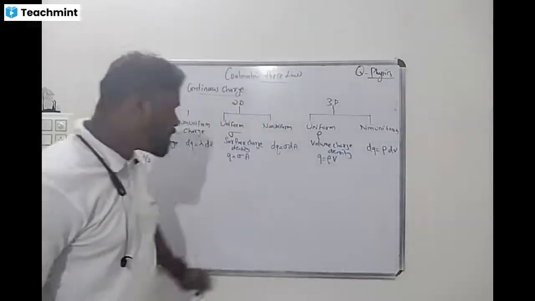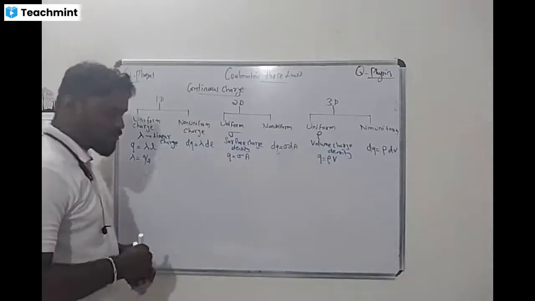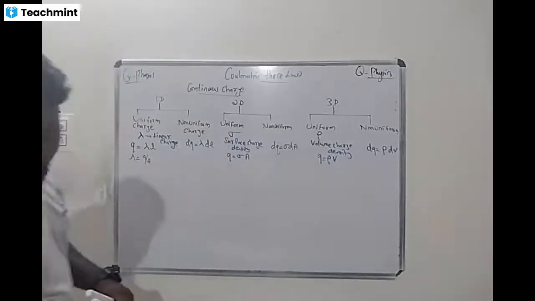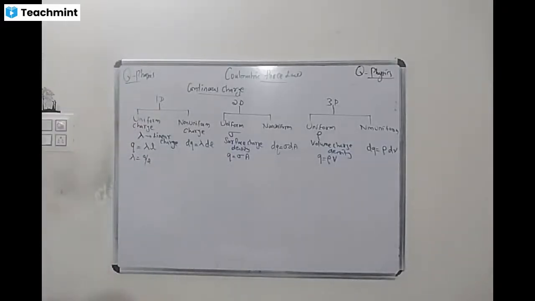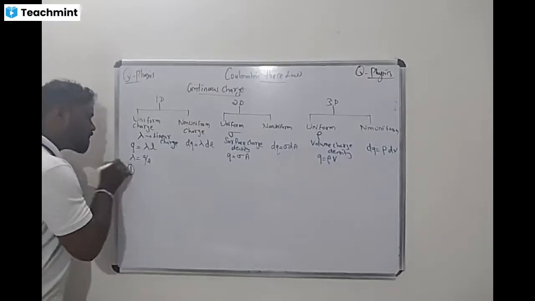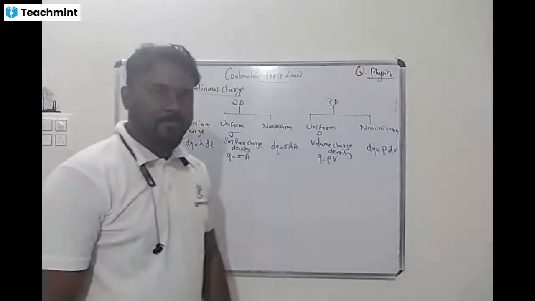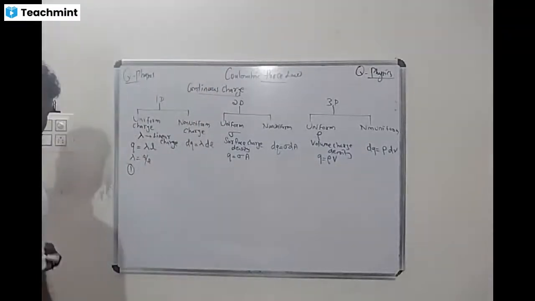Continuous charge distribution, one dimensional, uniform charge lambda, Q is equal to lambda L, non-uniform charge dq is equal to lambda dl. Two dimensional, uniform charge sigma, surface charge density, Q is equal to sigma A, non-uniform dq is equal to sigma dA. Three dimensional, uniform rho v, and non-uniform dq is rho dv. Yes, ma'am. That's it, ma'am.